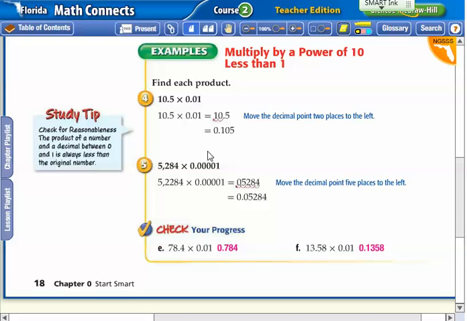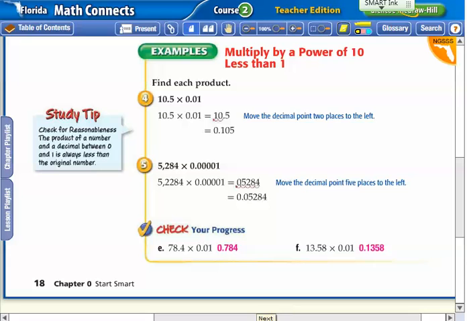If you're multiplying by a number that's less than 1, notice each of these 10.5 became 0.105. They get smaller. Okay? A couple different ways of looking at it there, but that's what we're doing. Multiplying by a power of 10: if the power of 10 is bigger than 1, move the decimal point to the right. If the power of 10 is less than 1, move it to the left. If all else fails, just multiply.